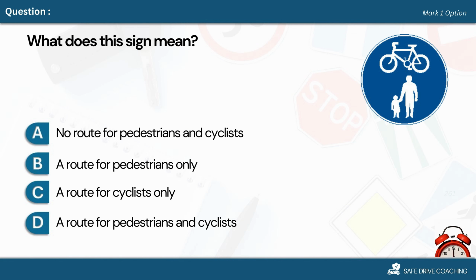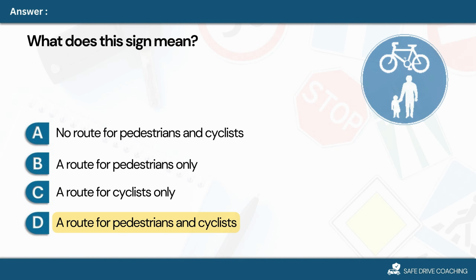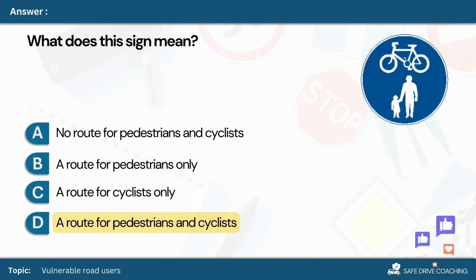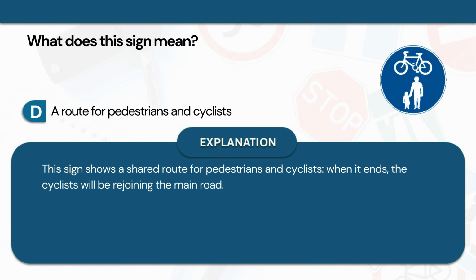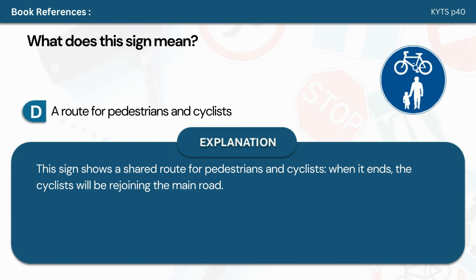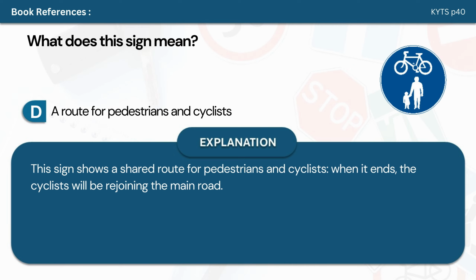The correct answer is D. A route for pedestrians and cyclists. This sign shows a shared route for pedestrians and cyclists. When it ends, the cyclists will be rejoining the main road.